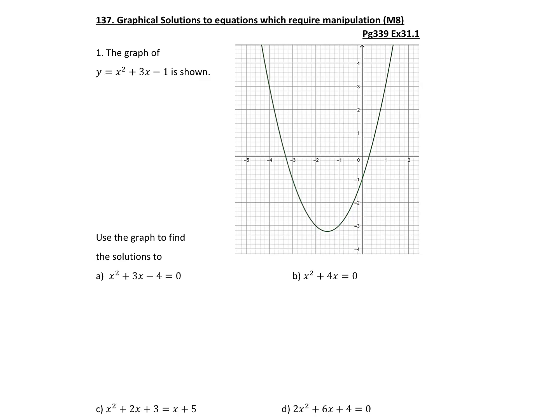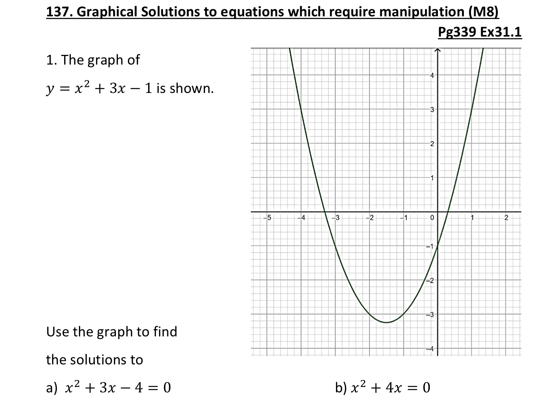So, first of all, we've got this line drawn here. The line that's drawn is y equals x squared plus 3x minus 1. There it is. What makes this a harder type of question is when you look at part A, we're going to use the graph to find the solutions to x squared plus 3x minus 4 equals 0. That is not the graph that's been drawn.